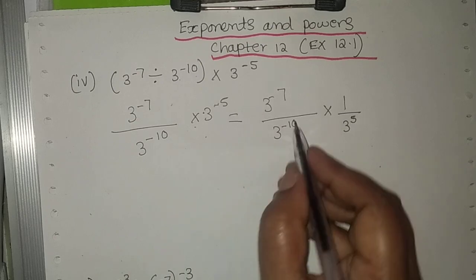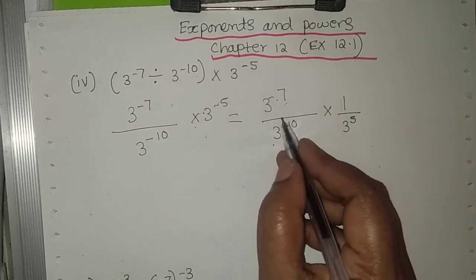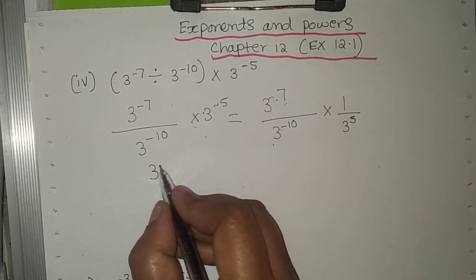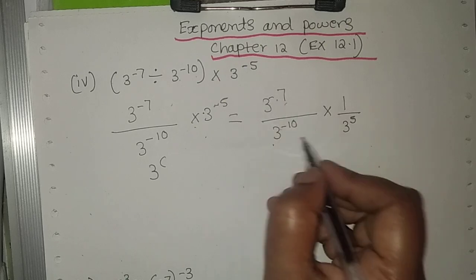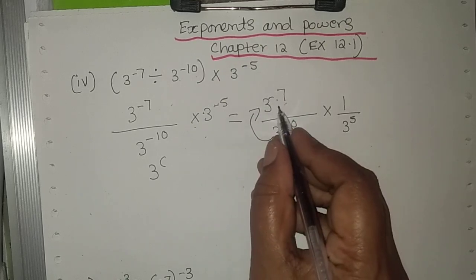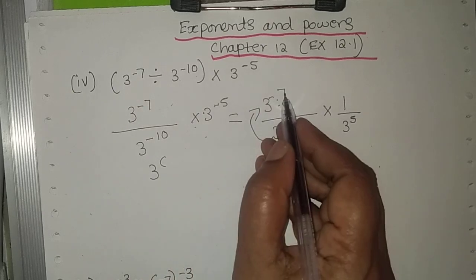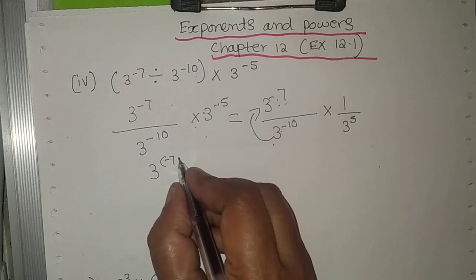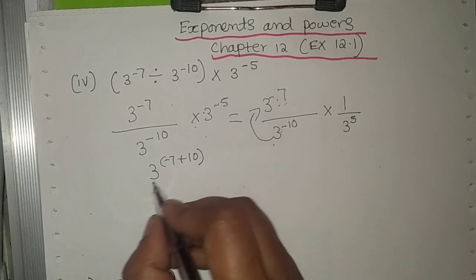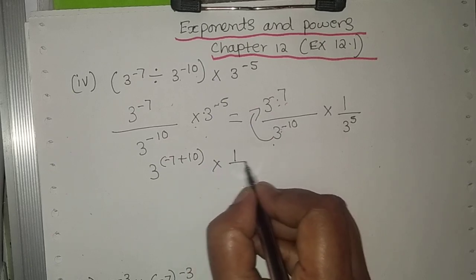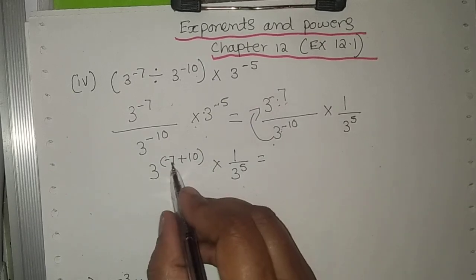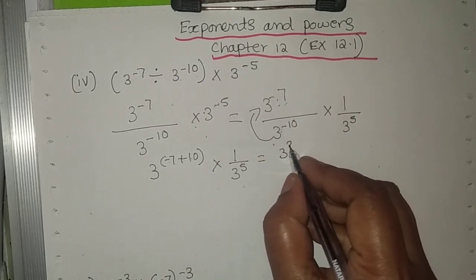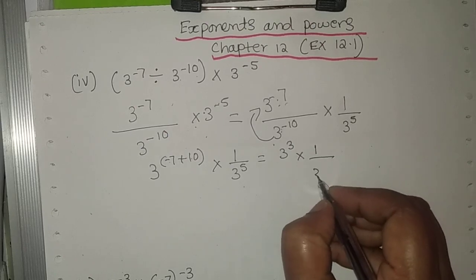After this, we did it in the first problem, same procedure, 3, then the power is same. Here we are bringing this to the numerator, therefore power here minus 7 remains as it is, but this minus 10 will become plus 10. So plus 10 now into 3 to the power of 5 remains as it is. Now simplify this, minus 7 plus 10 will become 3 power 3 into 1 by 3 power 5.